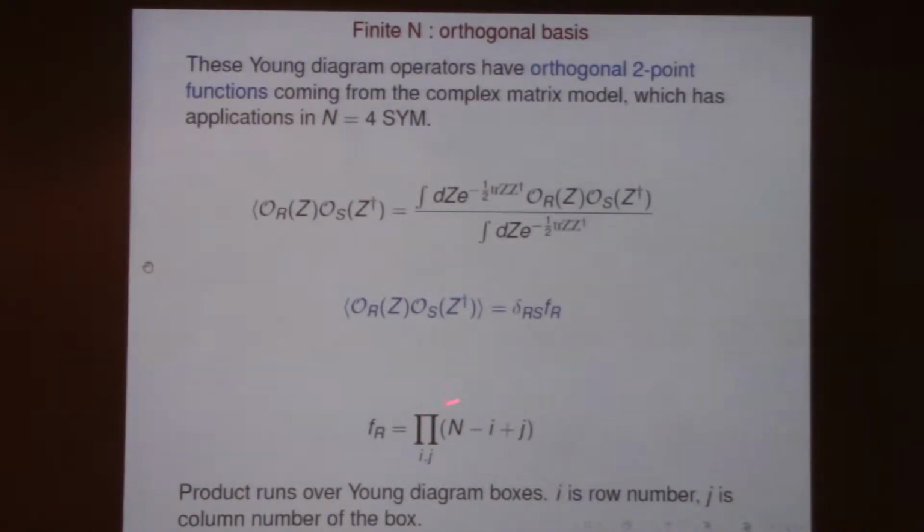You have a product, there's one term here for each box in the Young diagram. The boxes are labeled by the row i, column j, and you have n plus j minus i. You take this product. So that's the answer for the two-point function of these Young diagram operators. And there's this orthogonality, which is important.